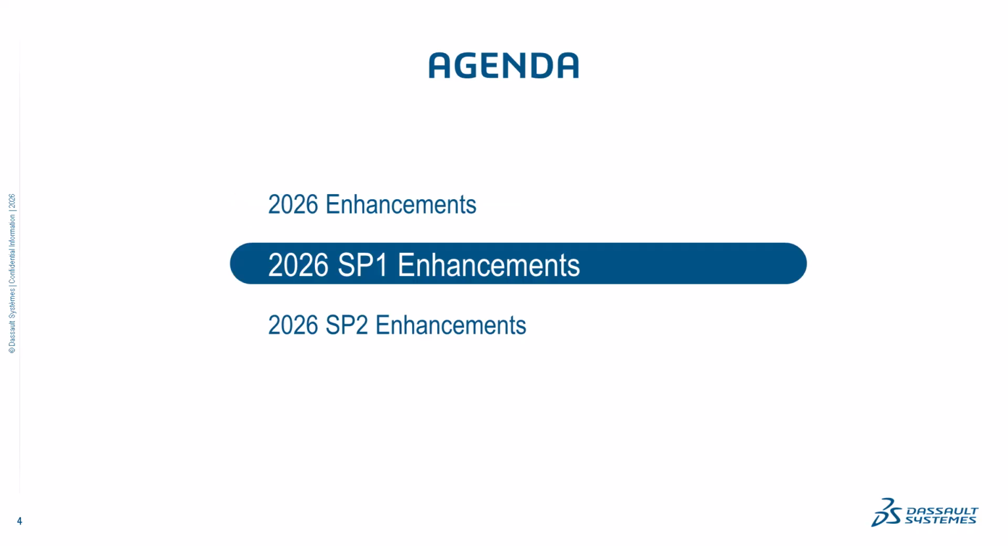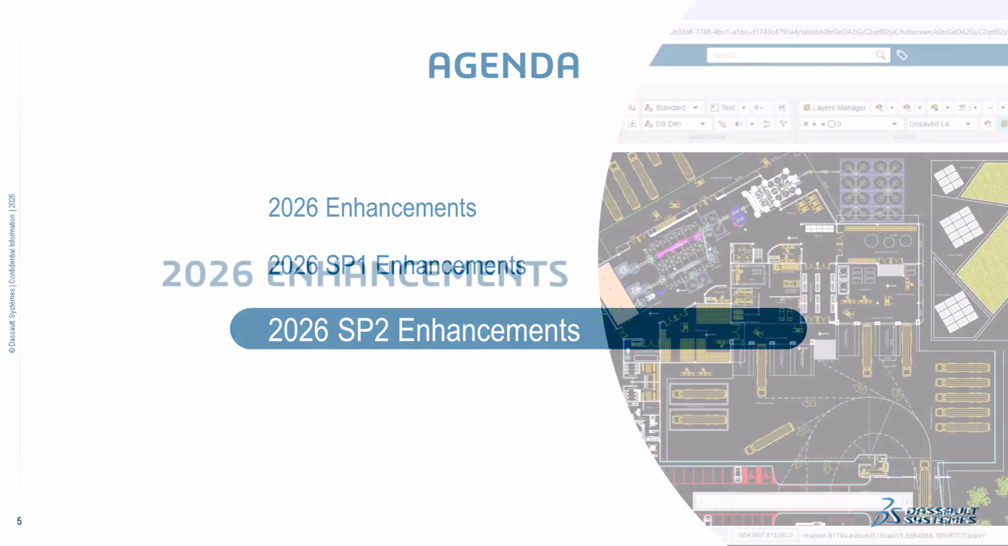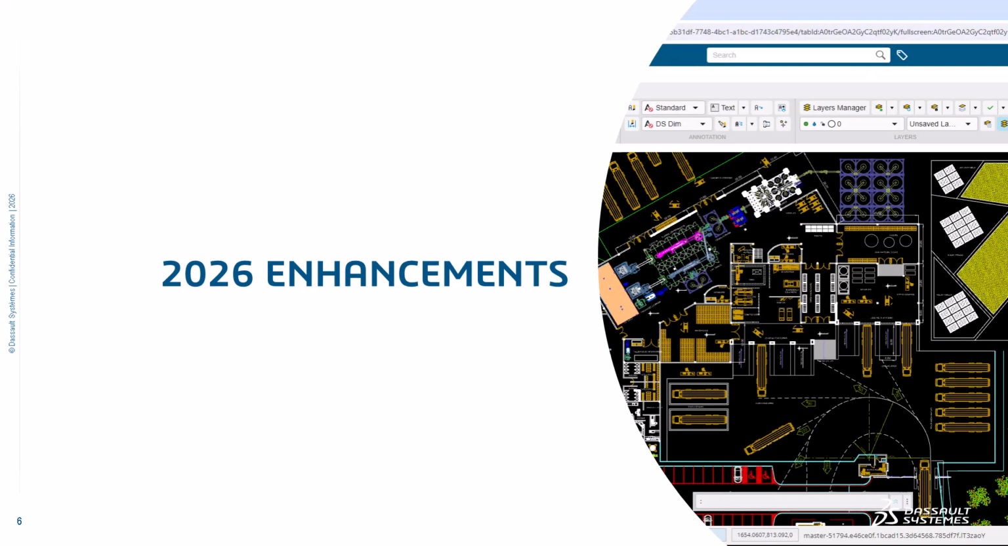From there, we'll shift to Service Pack 1, which was released in February 2026, and review the additional improvements delivered in that update. We will then move into the most recent release, Service Pack 2, or SP2, which just became available this past Monday, so you have the latest information on what's new there. Finally, we'll wrap up with a Q&A session and address as many of your questions as the time allows. All right, let's begin with the 2026 SP0 enhancements and see all that we have to offer.